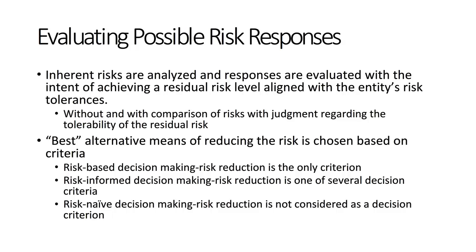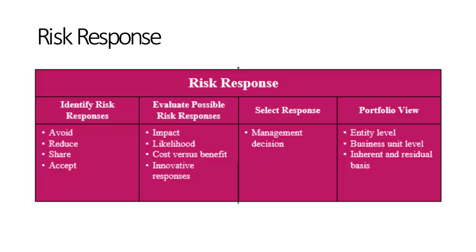In earlier classes, you learned this as a without and with comparison of risks, with judgment regarding the tolerability of the residual risk. The best alternative means of reducing the risk is chosen based on criteria. With risk-based decision-making, risk reduction is the only criterion. In risk-informed decision-making, risk reduction is one of several decision criteria. And in risk-naive decision-making, risk reduction is not even considered as a decision criterion. COSO provides a risk response summary. Have a look.